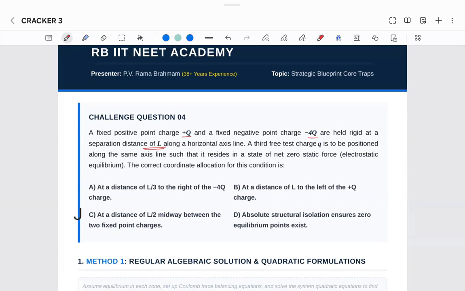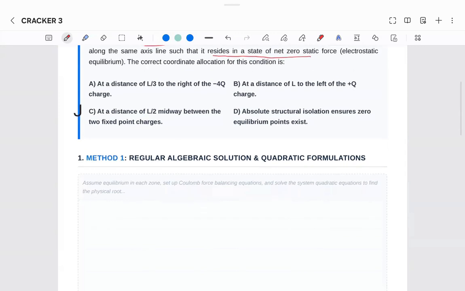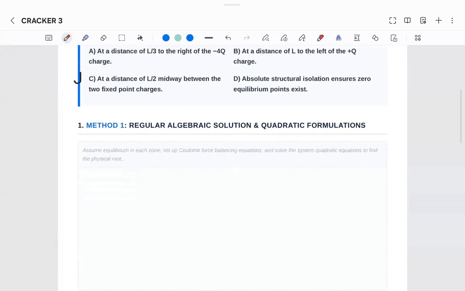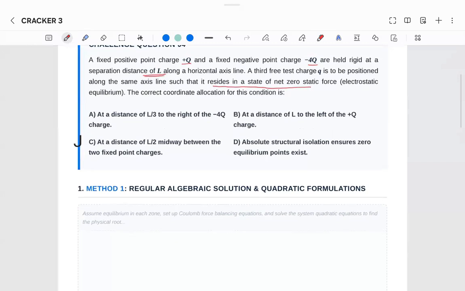A third free test charge Q is to be positioned along the same axis such that it resides in a state of net zero static force. So now, let us consider different charges. One is a positive charge, the other is a negative charge, separated by a certain distance L. So where is the position where net force is zero?